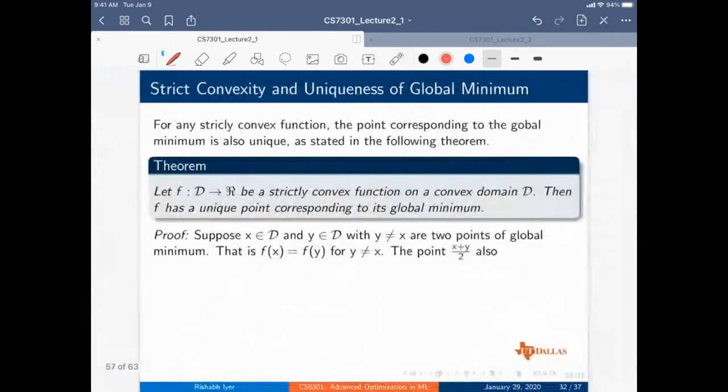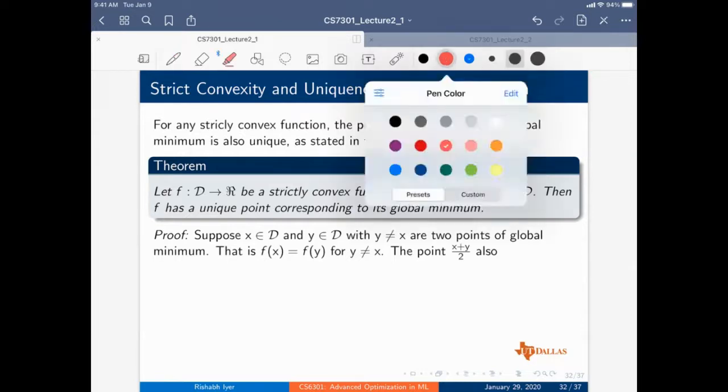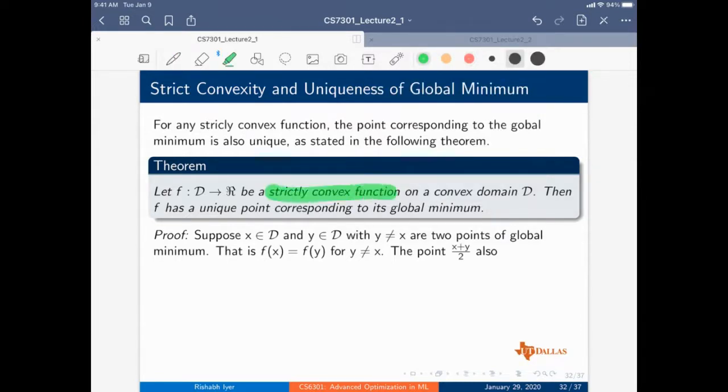Okay, so next, the proof of this is actually a bit easier, which shows that for a strictly convex function, f has a unique global minima, right? So to show this, all you need to do is take x in the domain and y in the domain, such that y is not equal to x, so that there are two global minima, right? And now you have that f of x is equal to f of y, right? So now you take this point x plus y by 2, which is in the center of the two, right?